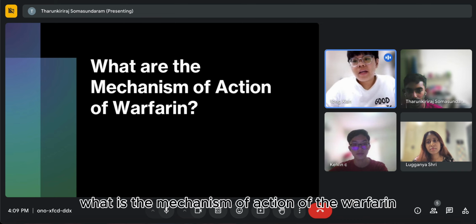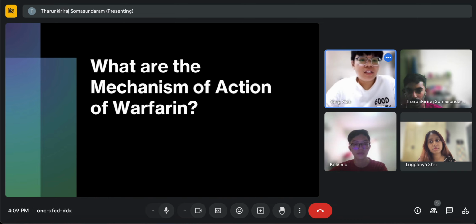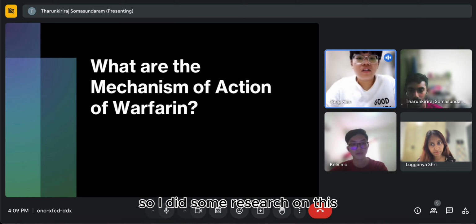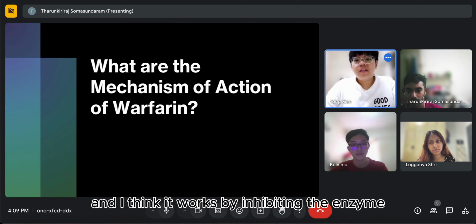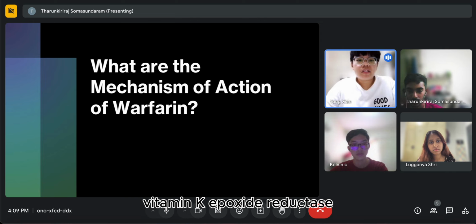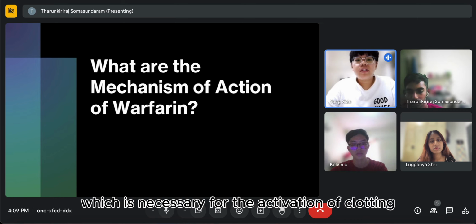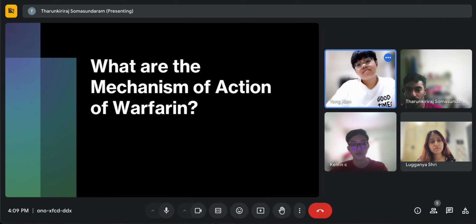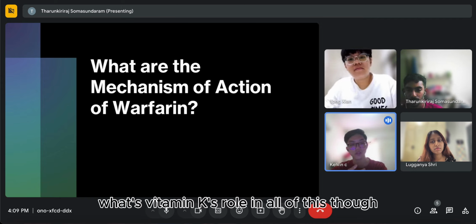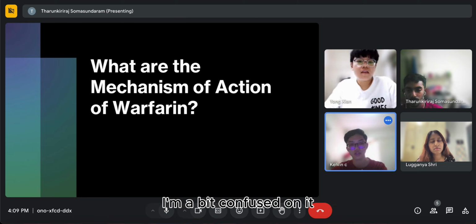What is the mechanism of action of warfarin? I did some research on this, and I think it works by inhibiting the enzyme vitamin K epoxide reductase, VKORC1. This enzyme is crucial for recycling vitamin K, which is necessary for the activation of clotting factors in the liver. What's vitamin K's role in all of this, though? I'm a bit confused on it.